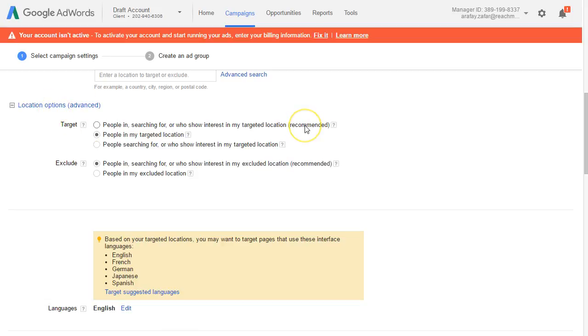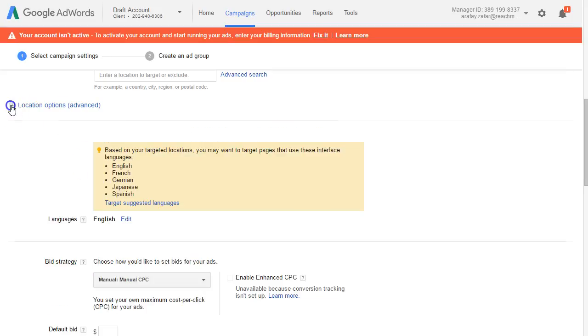In some cases this may make sense. Maybe if you have excess budget, then you can expand this, select this option and you will get a few more clicks. But for the most part, for most general offices, this is the correct option. And then of course exclude, you keep it as it is.